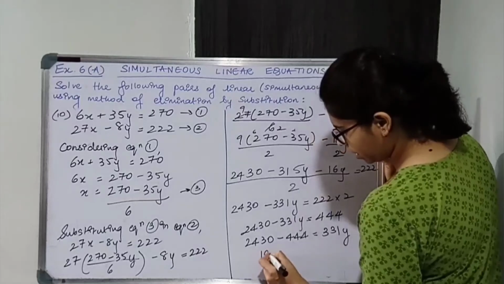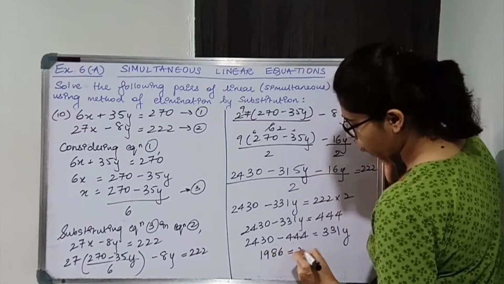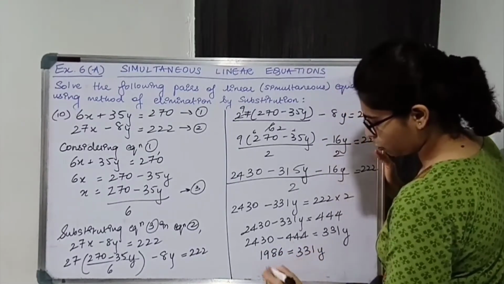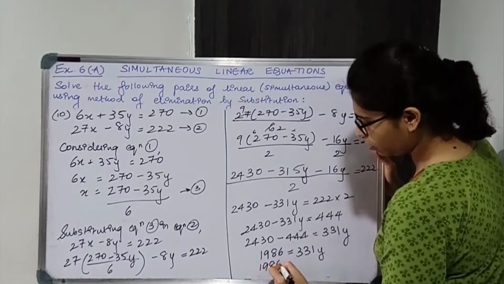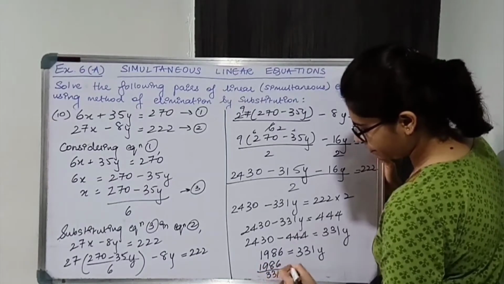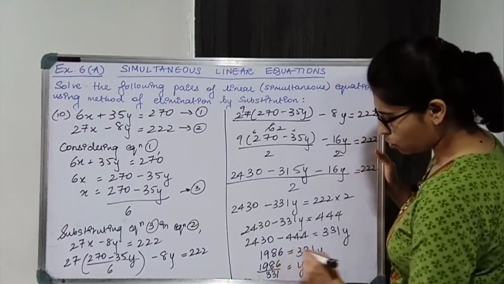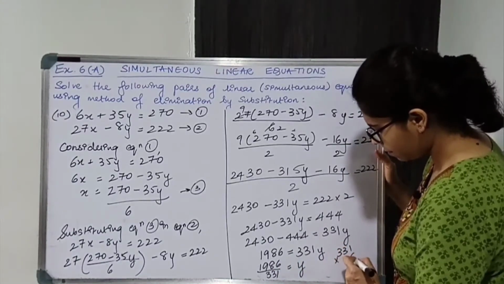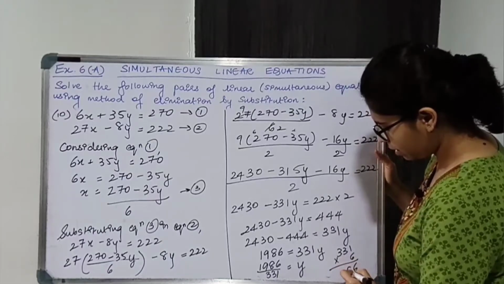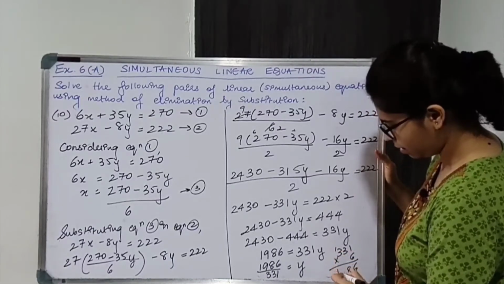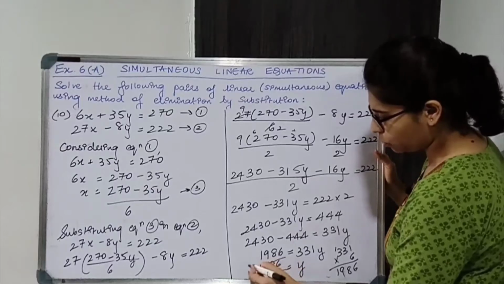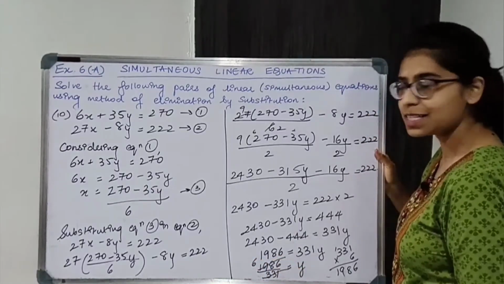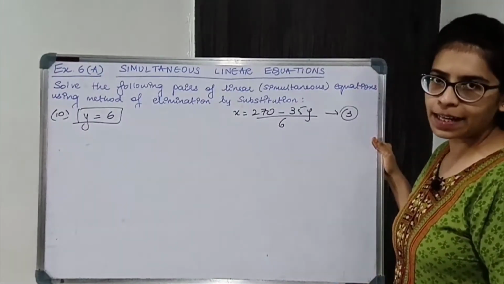So 1986 is equal to 331y. So shifting 331 to the other side, it should be 331 into 6. Let's see. 6 1s are 6, 6 3s are 18, 6 3s are 18 plus 1, 19. Yes, so 331 into 6. So y क्या मिल रहा है, 6 मिल रहा है. So we got y as 6.